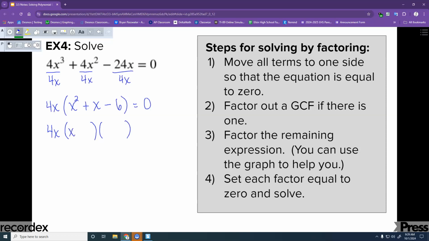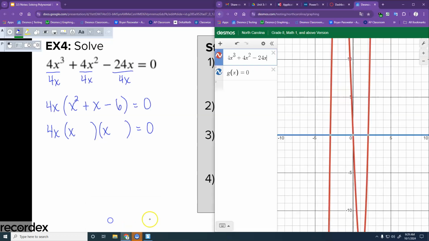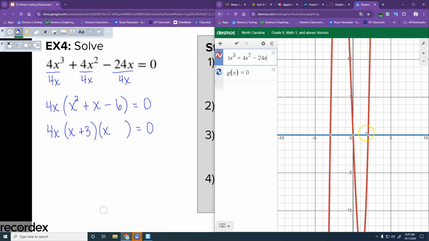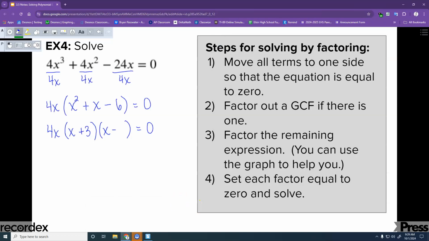I know that I will need an x and an x here. It's not foolproof to let the graph help you, but the graph can help you some here. If I look at this graph right here, 0, that's where the 4x comes in, right? But my other numbers are -3 and +2 right here. What's the factor that goes with -3? +3. It'll be x plus 3. And then over here on the graph, my other number is a +2, so that'd be a -2.